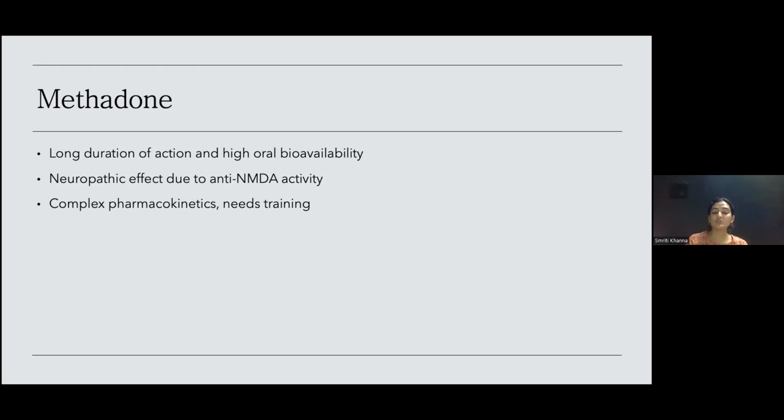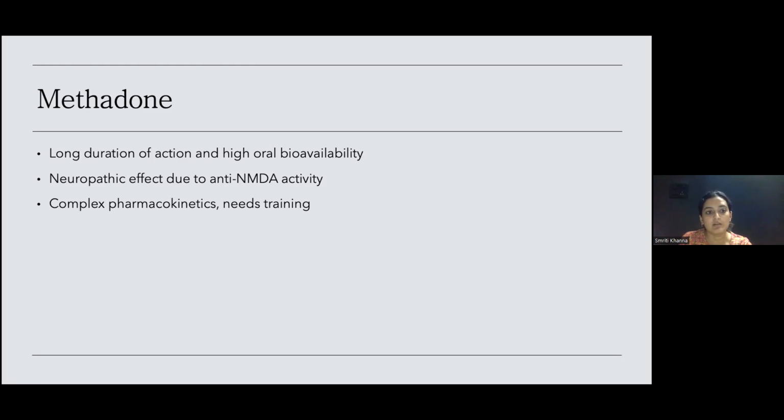But methadone has complex pharmacokinetics. The dose of methadone that the patient needs to be initiated upon depends on the total daily dose of morphine or morphine equivalent that the patient is taking. So the higher the dose of morphine, the lower the conversion ratio. It's not uniform how we increase the dose of methadone. So if we need to give methadone, you need a lot more training in pain and pain management to be able to give methadone.